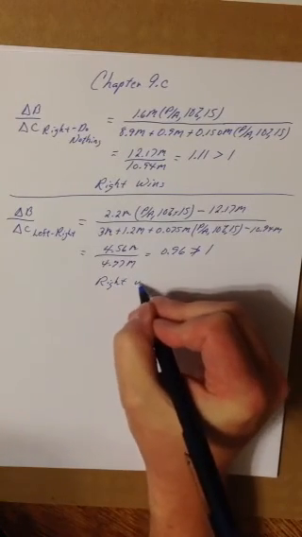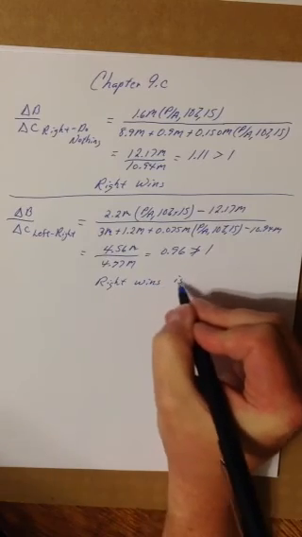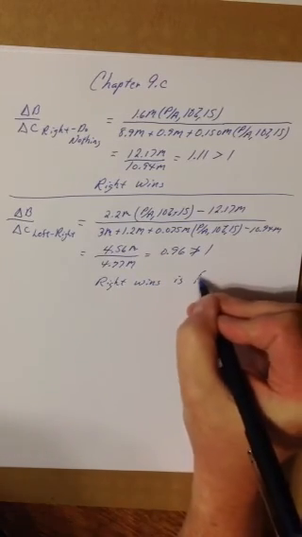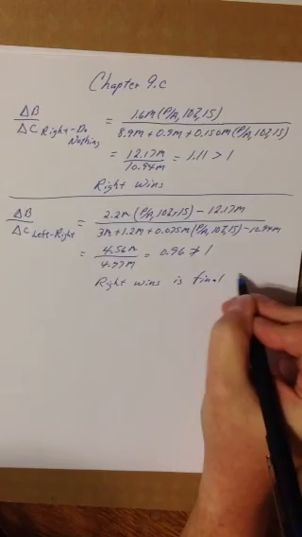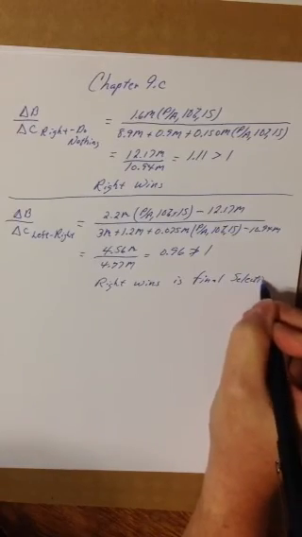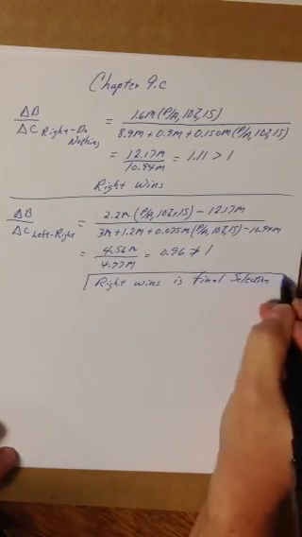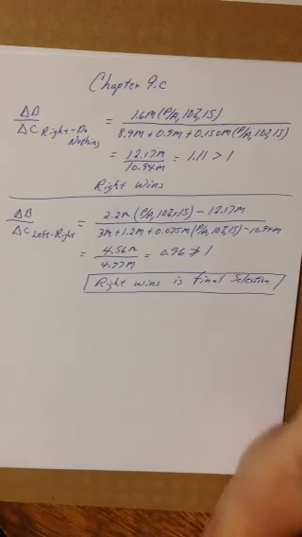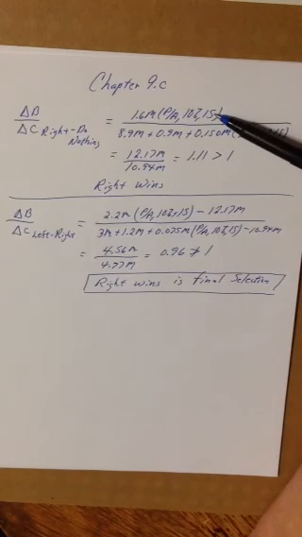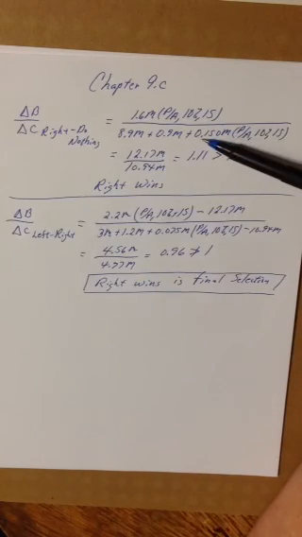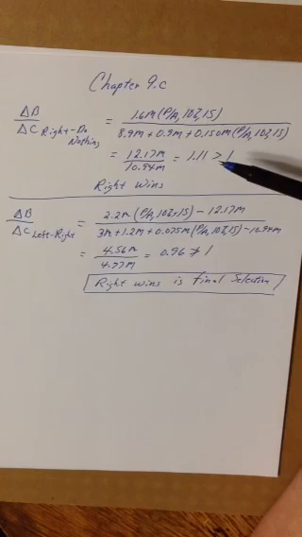So right wins again and is the final selection. This is just a different way, and it's a little more straightforward, where you just put all the benefits on one line and all the costs on the other line and just let it go. It should give you the same answer as the other two methodologies that we talked about in 9.6. All right?